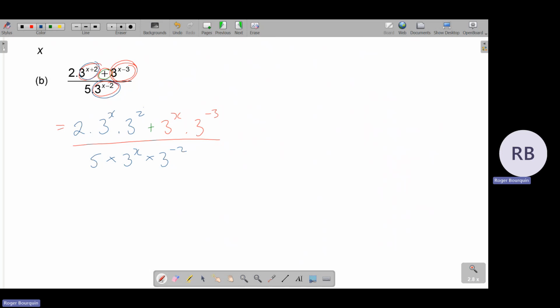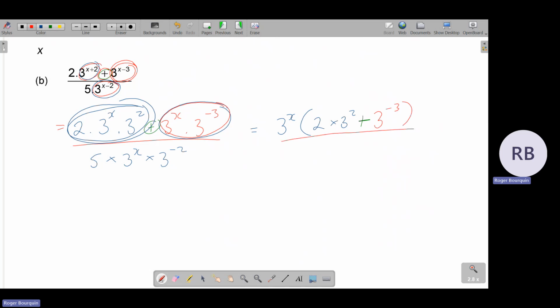Right, I want to factorize the top, and I've got two terms. I always want to take out the letter as the exponent, so I'm going to take out 3 to the x. What I have to times by to get back to that term, I'm left with 2 times 3 squared there. Then I've got this plus sign over here. And then to get back to this term over here, I've taken out the 3 to the x, so I'm just left with the 3 to the minus 3. And then at the bottom, I'm just going to leave it like that, because that's factorized already because everything's times. So the top I read as 3 to the x times that, and the bottom is just times. So the instructions are multiplication, so I can cancel those 3 to the x's.